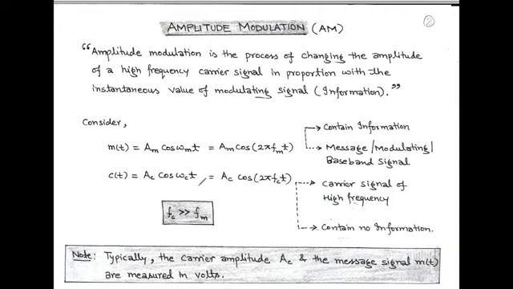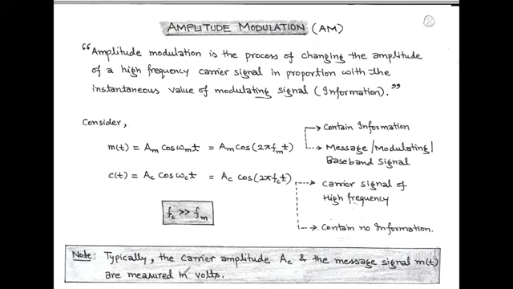The message signal is denoted by m(t), that is A_m cos ω_m t, and the carrier signal is represented as c(t), and it is equal to A_c cos ω_c t. Here ω_m is written as 2π f_m t, while in case of the carrier signal ω_c is 2π f_c t. Here f_m is the frequency of the modulating signal, whereas f_c is the frequency of the carrier signal. The frequency of the carrier signal is very large as compared to the modulating signal or baseband signal.